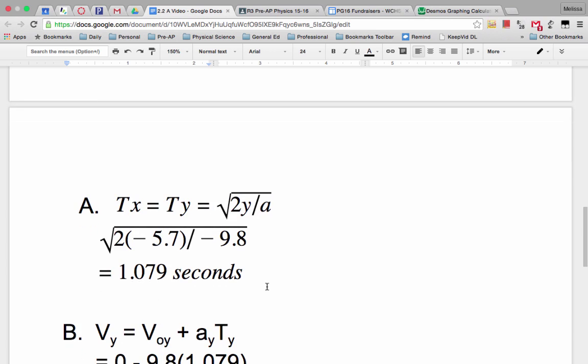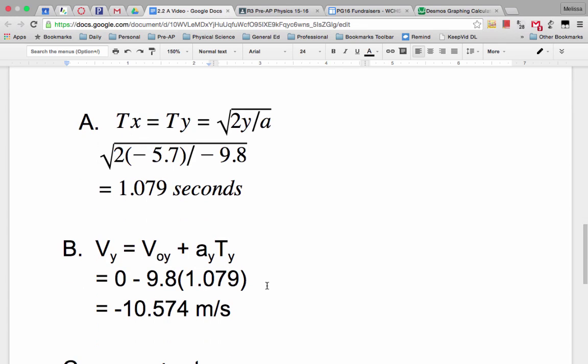Part B is kinematic 1. It is the vertical velocity at impact. Vy is equal to V naught Y plus AY Ty. This is just looking at the vertical velocity. That's why all the Y's are there.